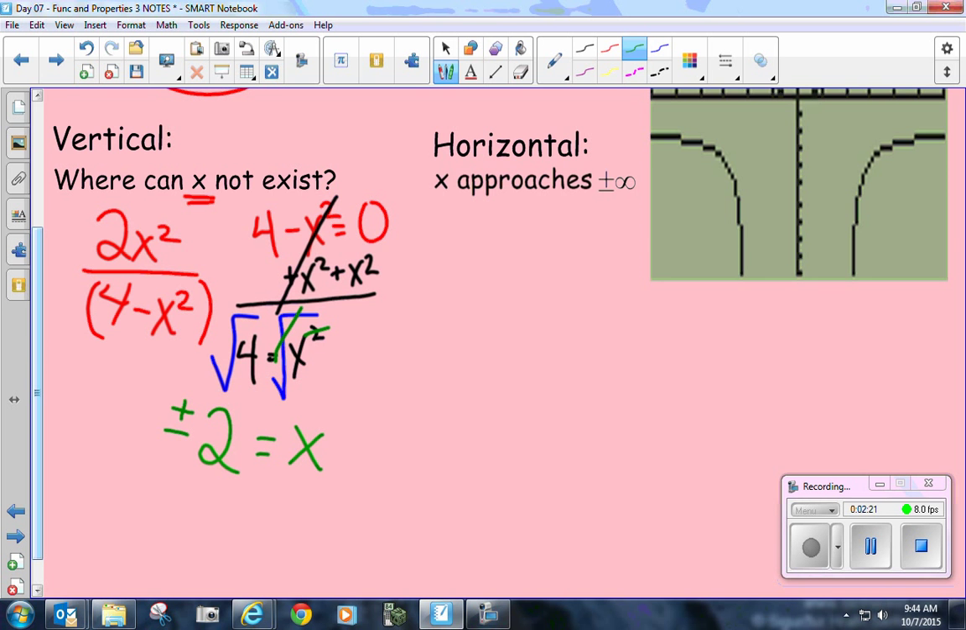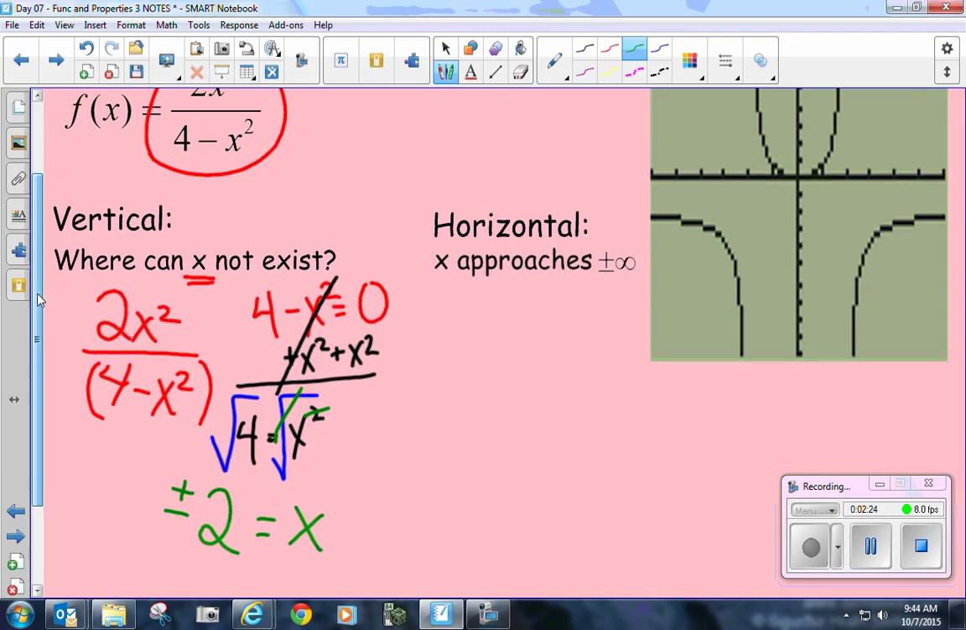And if we look at that on the graph, vertical is always going to be an x equals. Isn't a vertical line a graph? It's x equals 2. That's a vertical line right where x is 2. So my verticals are always going to be x equals.